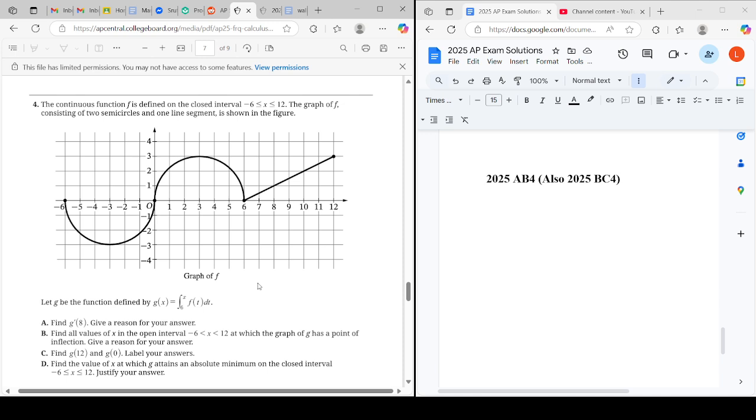If you're not aware of what this is, they're going to give you a graph of a function. It's either a function or its derivative, and if it's the function, it's going to define an accumulation function, and you're going to have to find values for that function, its derivative or its second derivative, and analyze that function based on the graph that you have here.